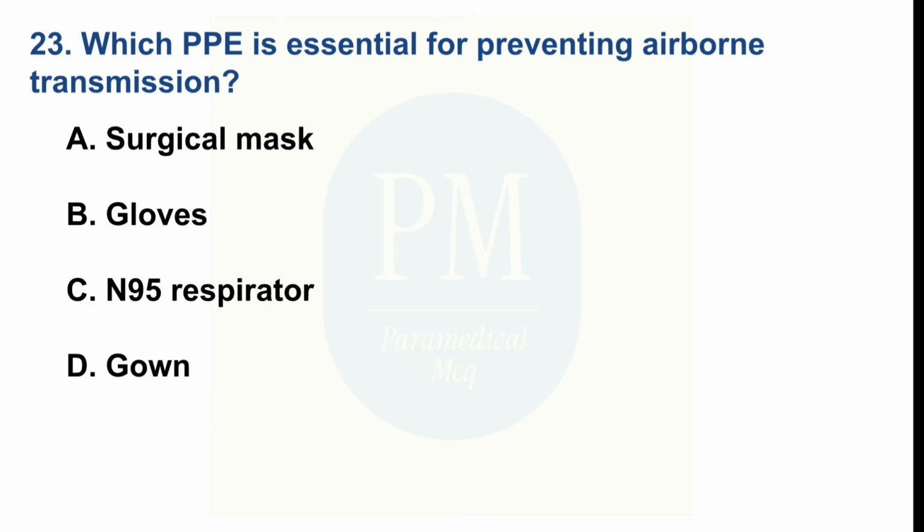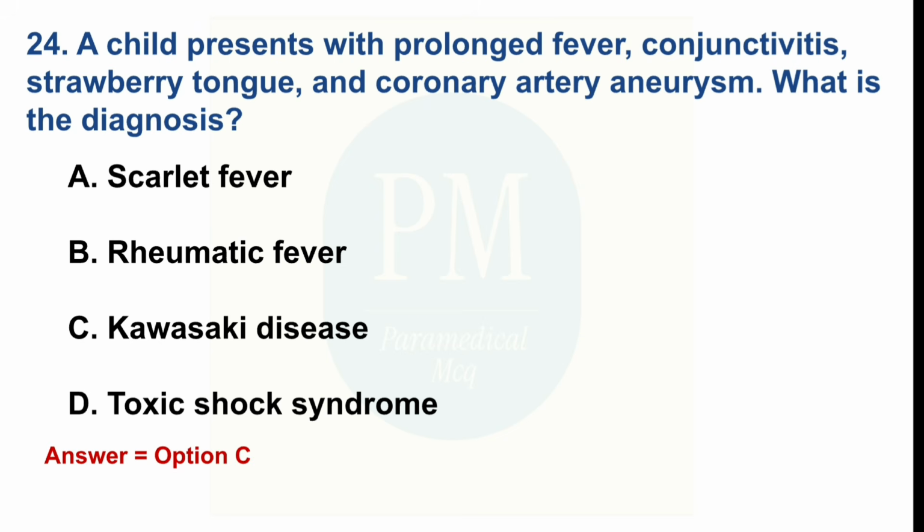Which PPE is essential for preventing airborne transmission? Option A, surgical mask. Option B, gloves. Option C, N95 respirator. Option D, gown. The correct option is option C, N95 respirator.